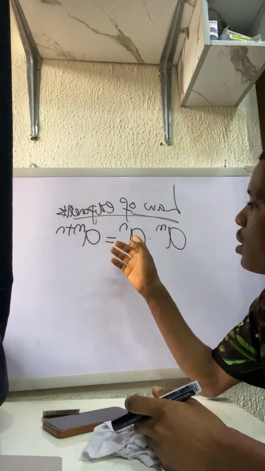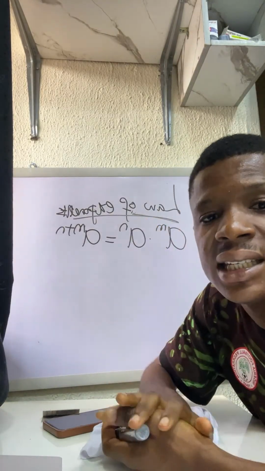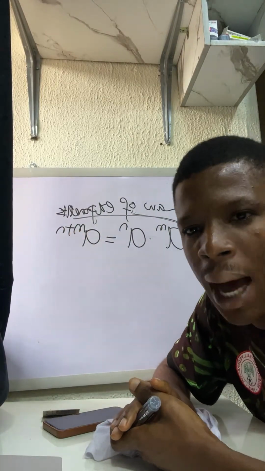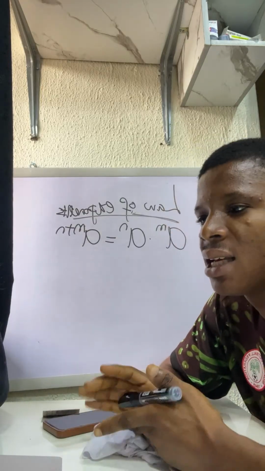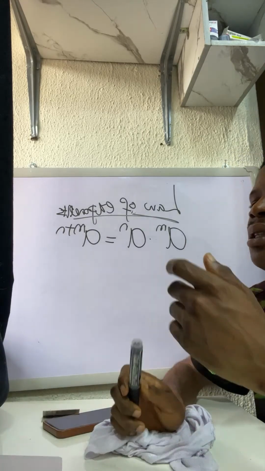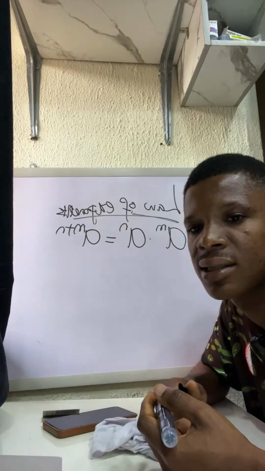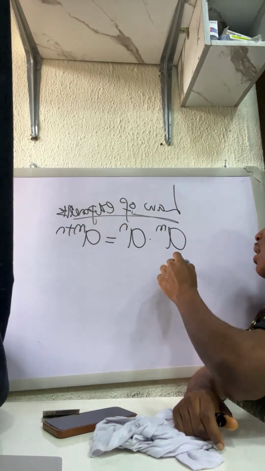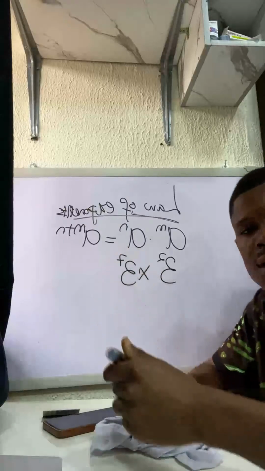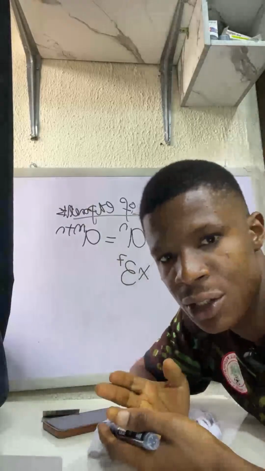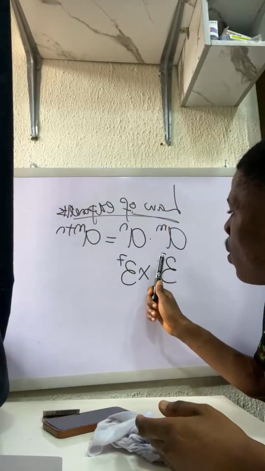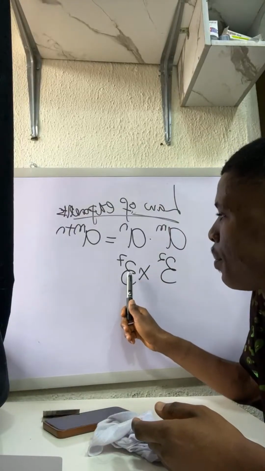Whenever we are multiplying exponential terms with the same base, what do we have to do? We just have to add their powers. Okay? So let's take a simple example. Let's say we have 3 to the power of 2 times 3 to the power of 7. These are two exponential terms that are multiplying each other.